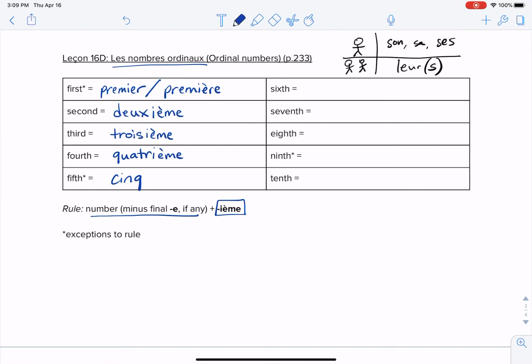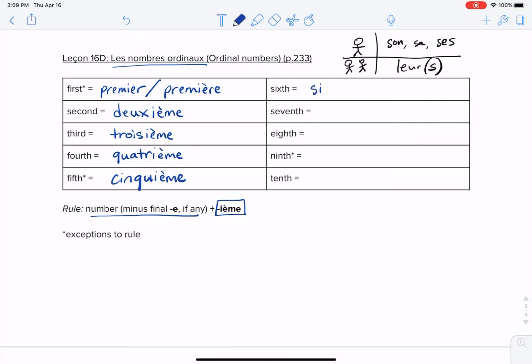5. So notice how 5 has an asterisk, meaning it's an exception to the rule. This is one of those ones where we'll have a slight spelling change. After the letter Q in French, just like in English, we almost always add the letter U. So we're going to do that here. And then add ième. Cinquième.